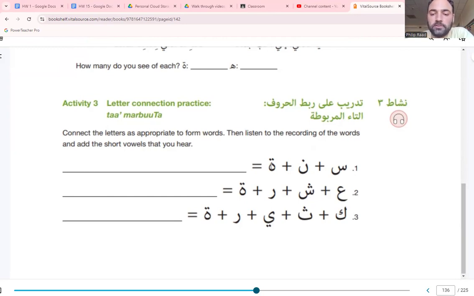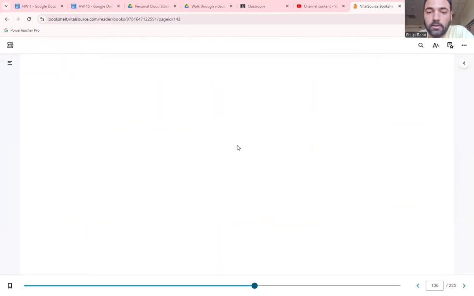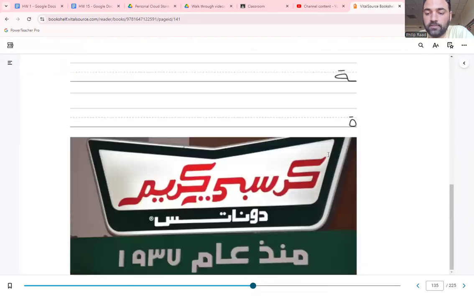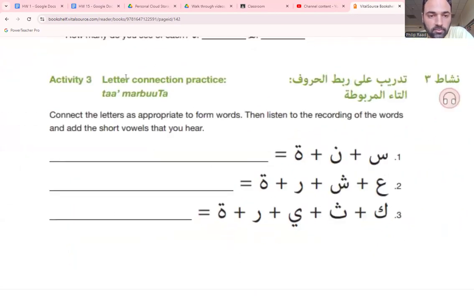Make sure you're paying attention to the fact that, for example, sin will be in initial position, nun will be in middle position, which means it will just have one tooth and a dot on top, and it connects on both sides. And then te marbuta in final position will look like it does here. Okay, so go ahead and write activity 3 and write each of these words in Arabic, connecting the letters.